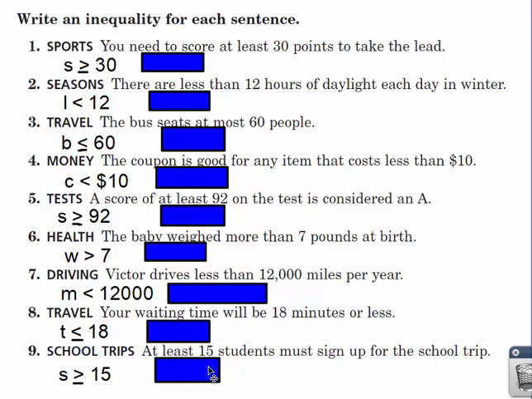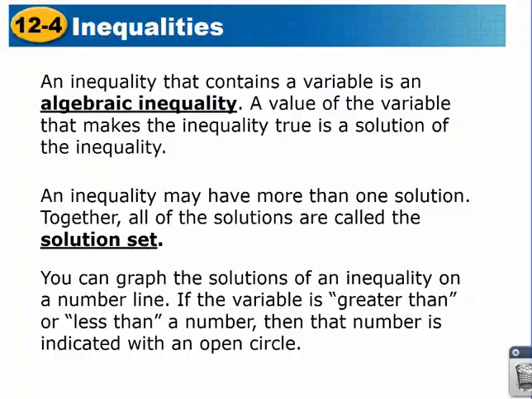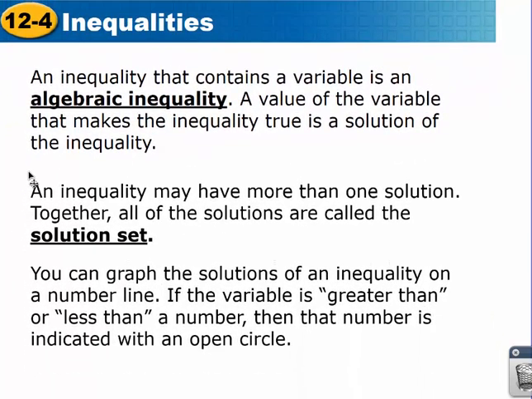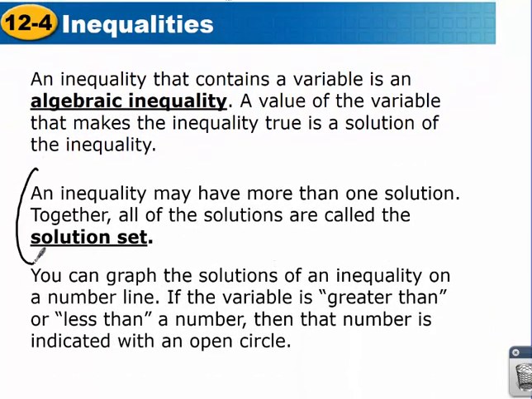The next thing we have to look at is how do I represent an inequality statement? We do that with a graph. An inequality that contains a variable is called an algebraic inequality. A value of the variable that makes the inequality true is a solution of the inequality. So algebraic inequality is just an inequality with a letter in it. But this next part's really important. An inequality may have more than one solution. Together, all the solutions are called the solution set. That's a very important thing.